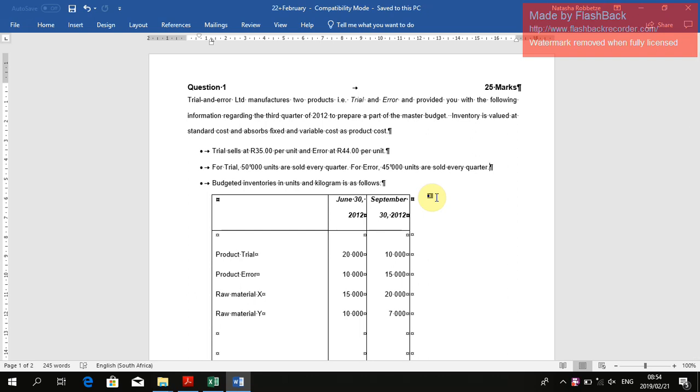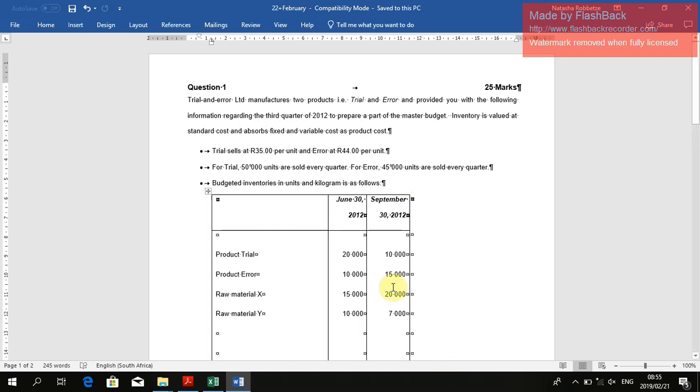and read it together. It says Trial and Error manufactures two products, Trial and Error, and they've given you the following information about the third quarter of 2012. They say that inventory is valued at standard cost, and fixed and variable costs are then also considered to be part of the production cost. Trial sells for 35 Rand per unit and Error sells for 44 Rand per unit. For Trial, 50,000 units are sold every quarter, and for Error, 45,000 units are sold every quarter.